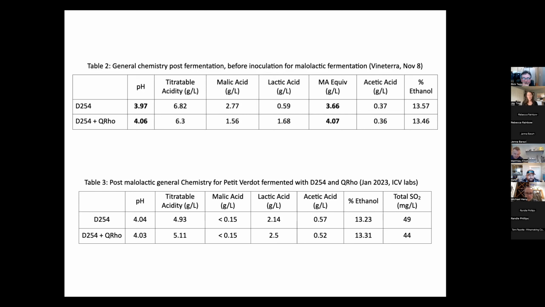And once again, we do see we have more lactic acid than we do in the D254, which indicates to us that we did build a little bit of malic acid. When I did the math on that, it was about 20%. It's not huge, but it is something.